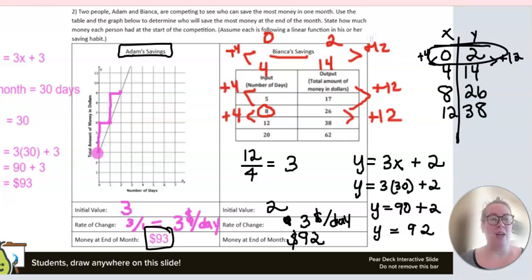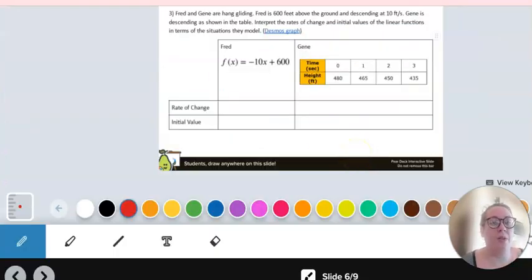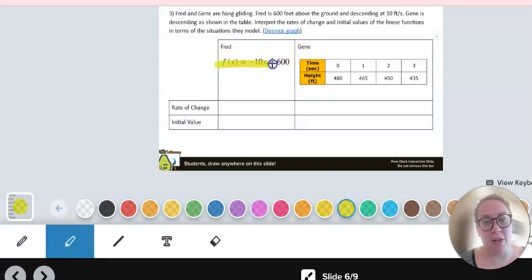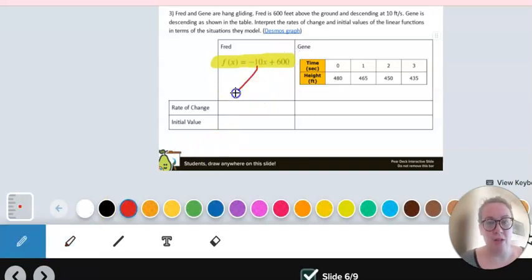Beautiful. When you feel all set and you have everything here, feel free to go to the next slide. Beautiful. So we have Fred and Jean in their hang gliding. Fred is 600 feet above the ground and is descending at 10 feet per second. So here's Fred's equation. We have our descending slope, which is our rate of change, which is -10. It's negative because he's descending, going down. And we have our initial value, which is 600 feet.